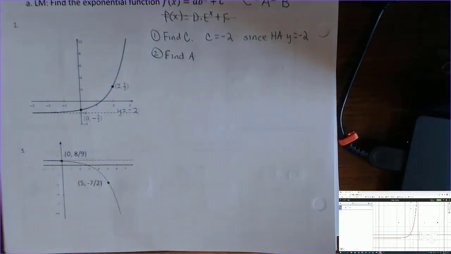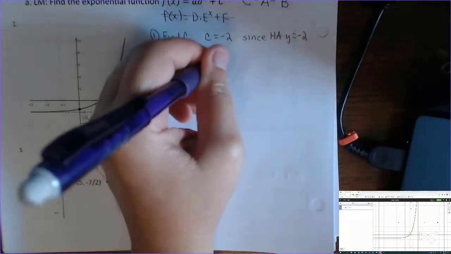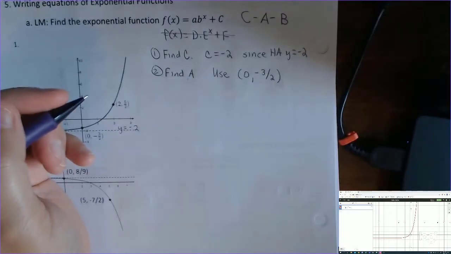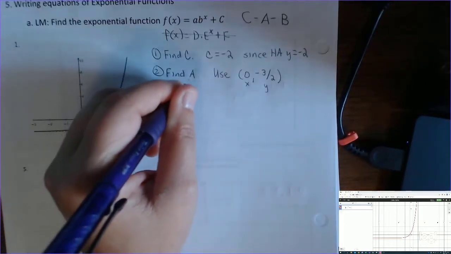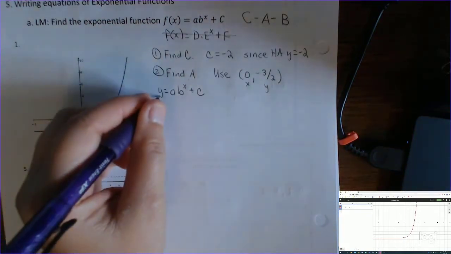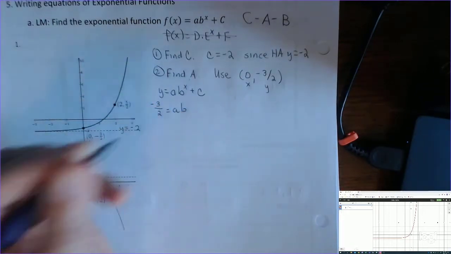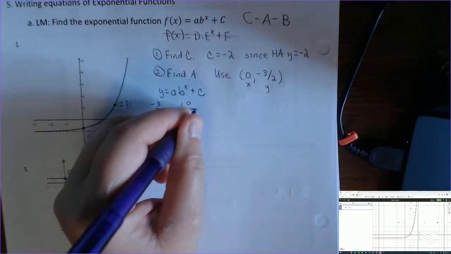Now remember, a comes from the y-intercept. A is the y-intercept, so what you're going to do is use the y-intercept. And this is why you have to do this step next. So this is x and this is y, and we're going to write down y equals a b to the x plus c. We're going to plug in the things we know. So y is -3/2. A we don't know, b we don't know, which is normally a problem to not know two things, but x is 0 and then c is -2.